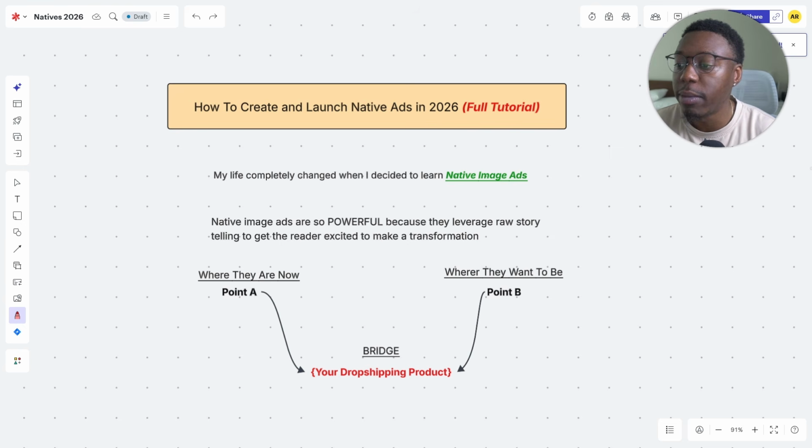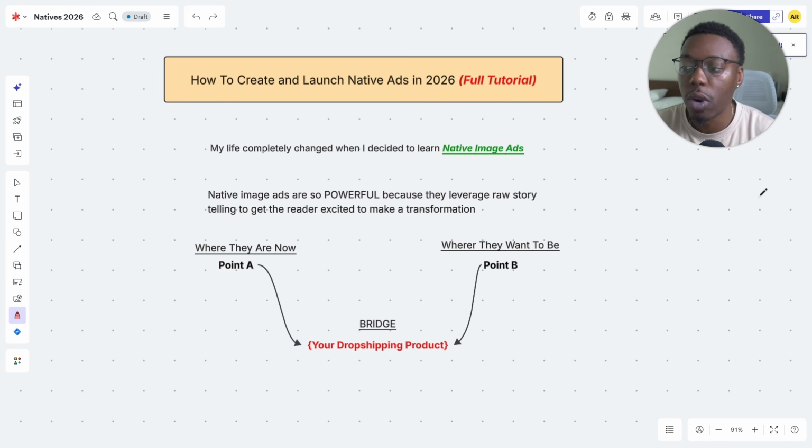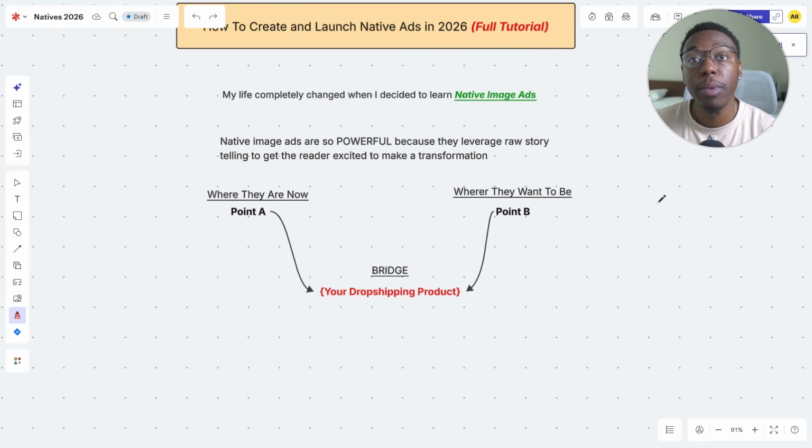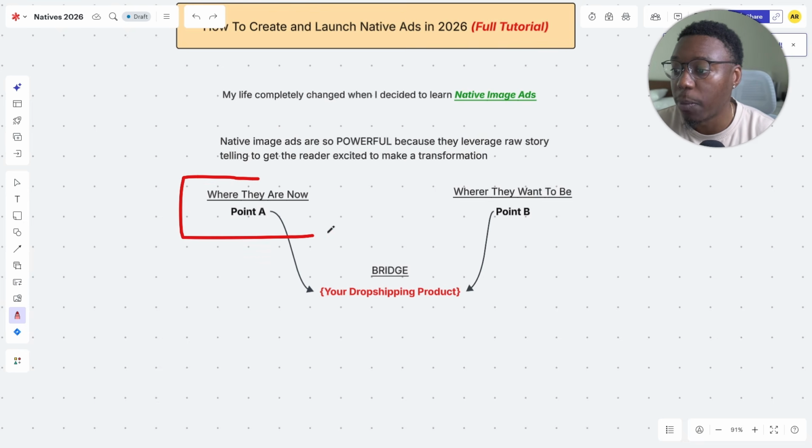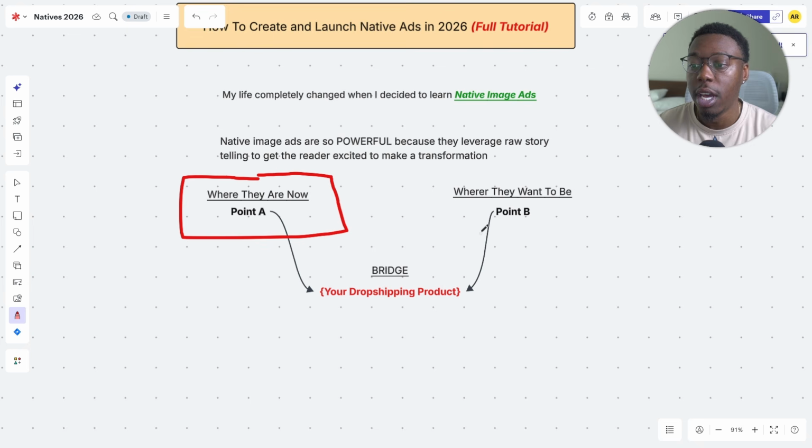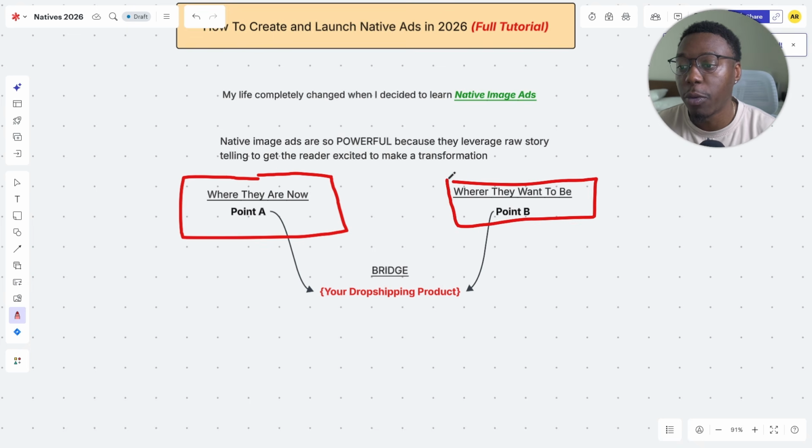And the reason why native image ads are so powerful is because they leverage raw storytelling to get the reader excited to make a transformation. In other words, a lot of the people that we're going to be selling to are in position A. This is where they are now, dealing with a certain insecurity, problem, fear, concern, pain. And the whole point is with the story, which averages about 1,000 to almost 2,000 words of long form copy, the goal here is to get them to point B, where they want to be. And we're going to use proper storytelling to show how our product that we're selling is that bridge to get them from point A to point B in the most efficient way possible.